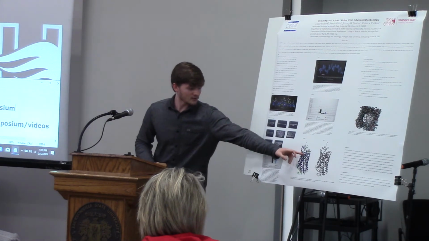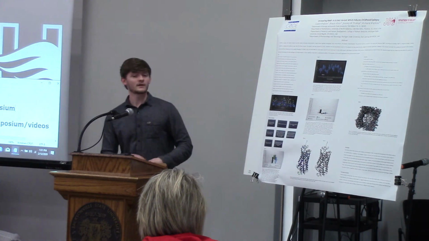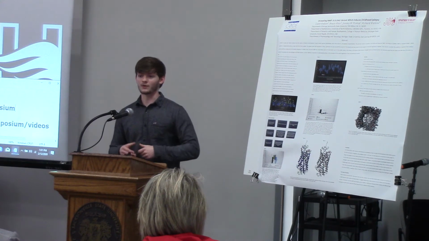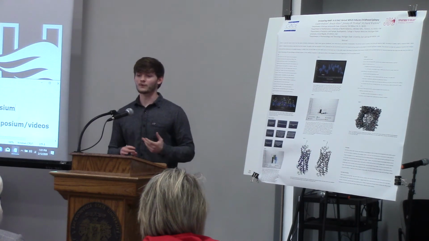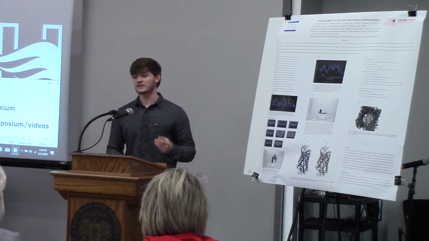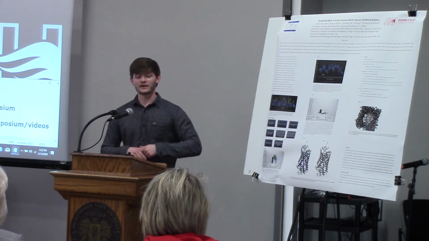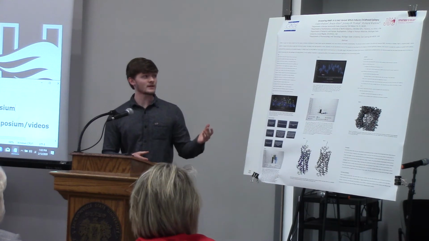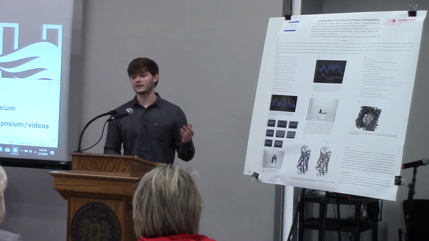Right here in red, you'll notice my variant. It's right there at the very top. That's because it is a very early codon. So what R44P actually means is that at the 44th codon, arginine has been replaced with proline. And what that mutation has caused in this specific patient is myoclonic atonic epilepsy.